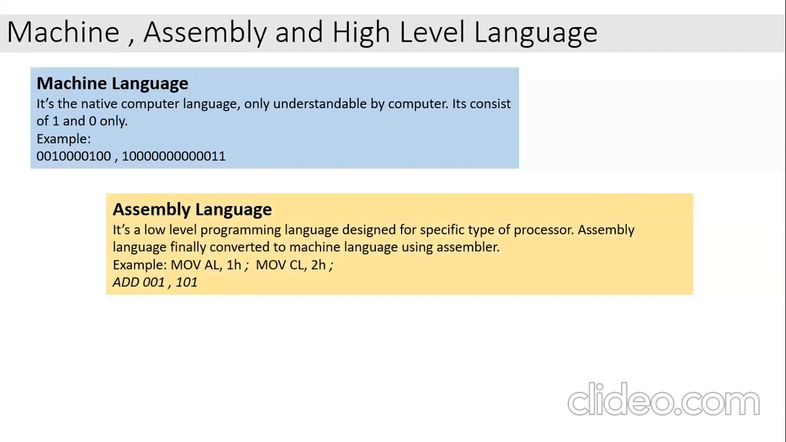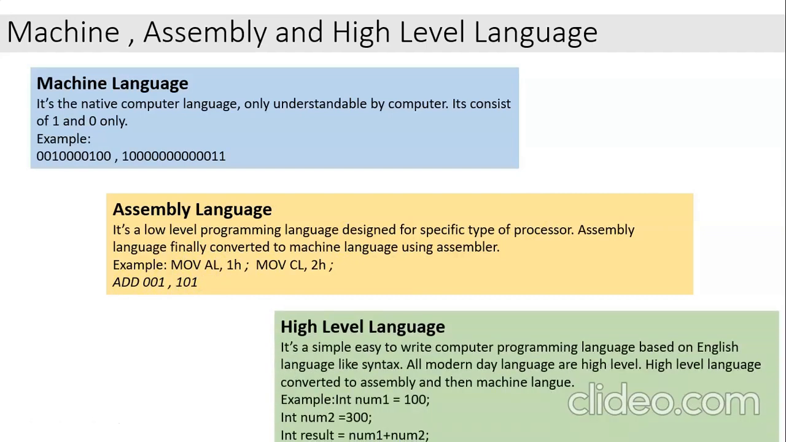Now the next level of language is assembly language. Assembly language is also known as a low-level programming language, designed for a specific type of processor. Assembly language is eventually converted to machine language when it's executed. There is some example of assembly language, like adding two numbers.